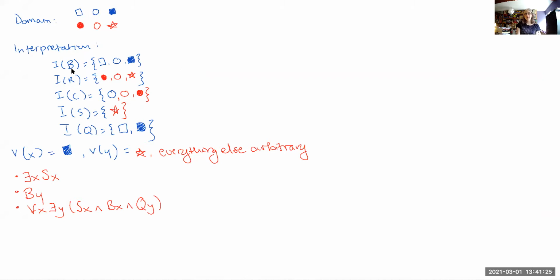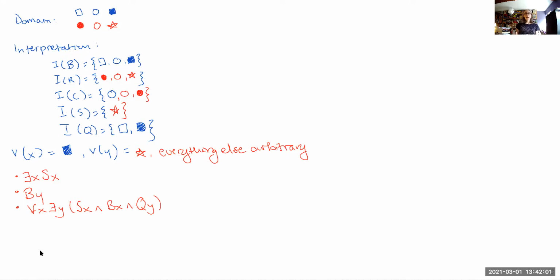So the interpretation of B is the blue objects, the interpretation of R is the red ones, the interpretation of C are the circles, the interpretation of S is the star, and then the interpretation of Q, because we've already used S for star, are the squares. And then we have a variable assignment that assigns to X the filled blue square, to Y the red star, and everything else is arbitrary because the sentences that I'm going to look at only involve X's and Y's. So what the variable assignment does with the other ones doesn't really matter.